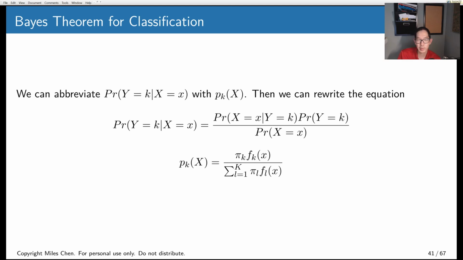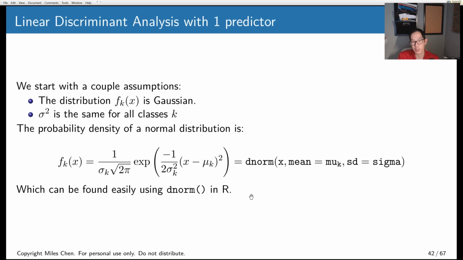Okay, I'm going to abbreviate to save some time. We'll abbreviate the probability that Y is equal to K given X as just p sub k of x. That's determined by the PDF: the PDF of X for class K times the prior probability of belonging to class K, and then we add that up across all of the different possible classes here.